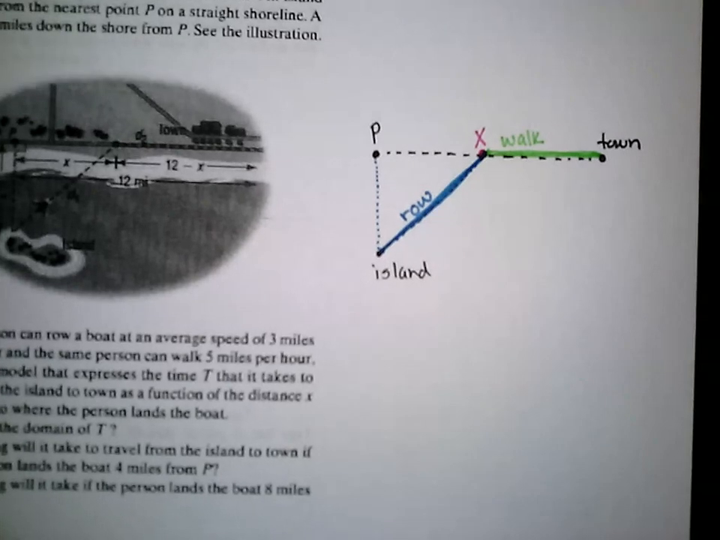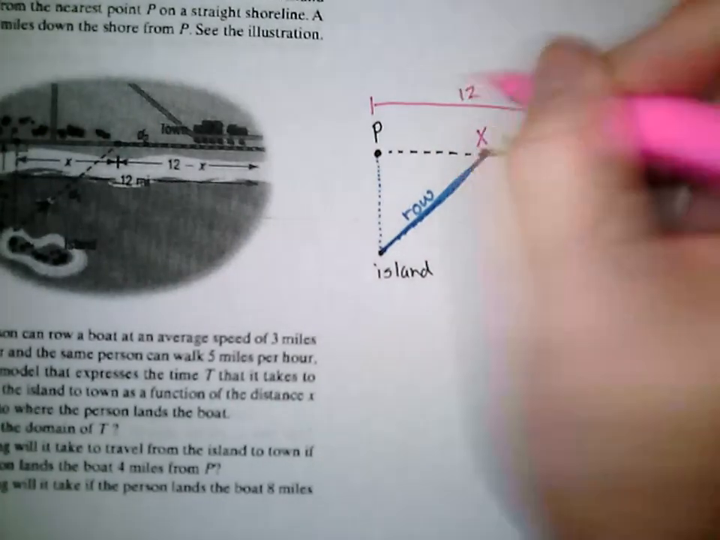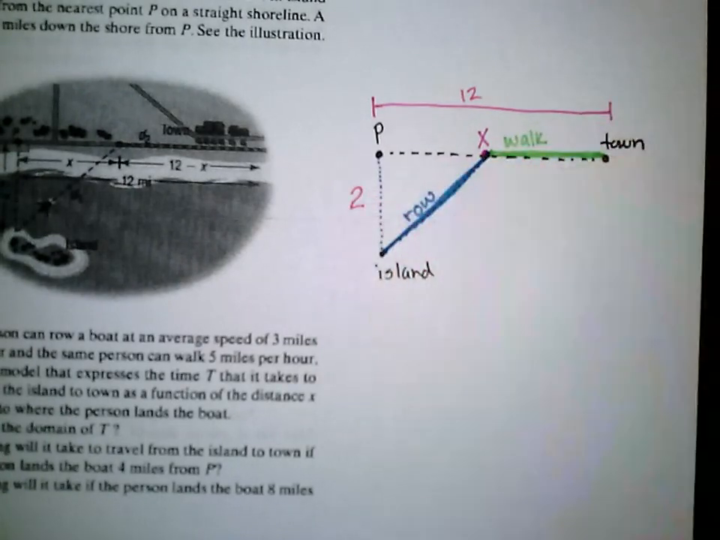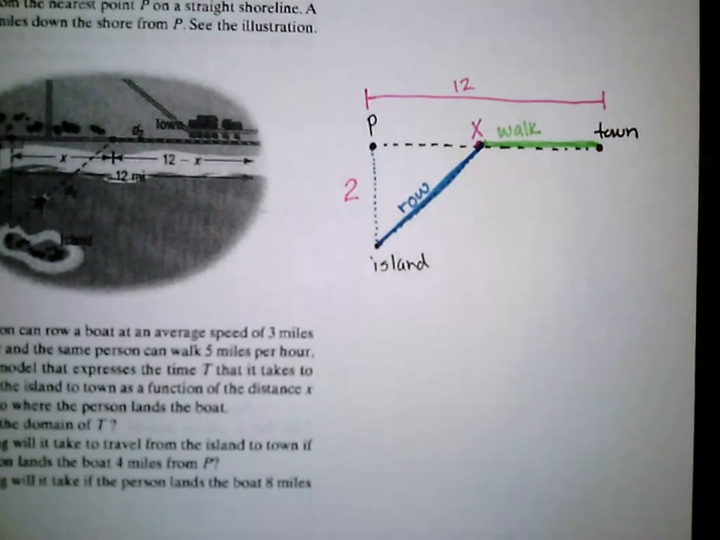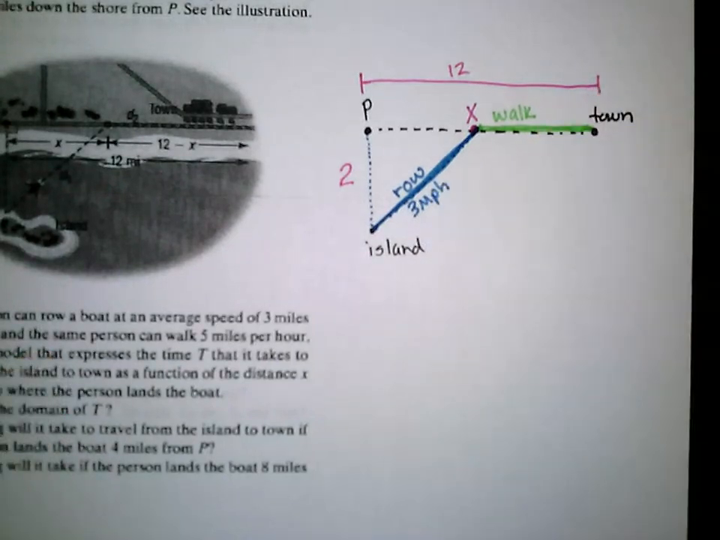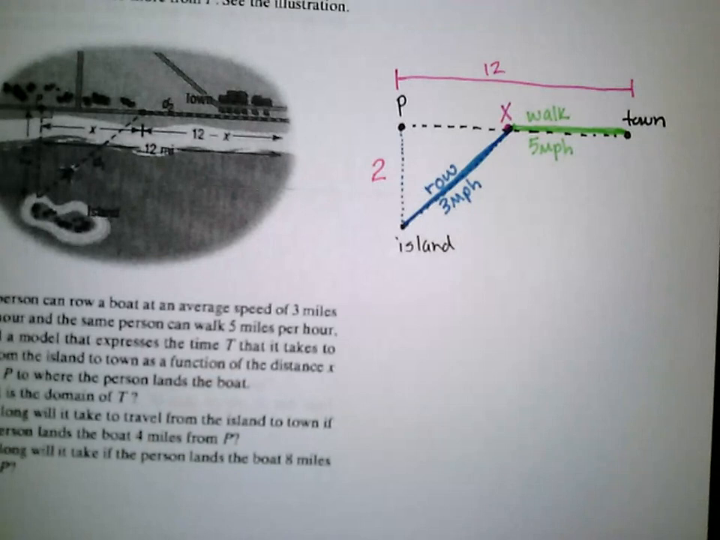And I'm going to say that I am going to start a certain amount of distance from town because I know that it is 12 miles from the point across the river to town. I know that it is 2 miles straight across the river. And I know I can row 3 miles per hour, and I can walk 5 miles per hour. So the time t that it takes to go from the island to the town, let's get a formula for that.